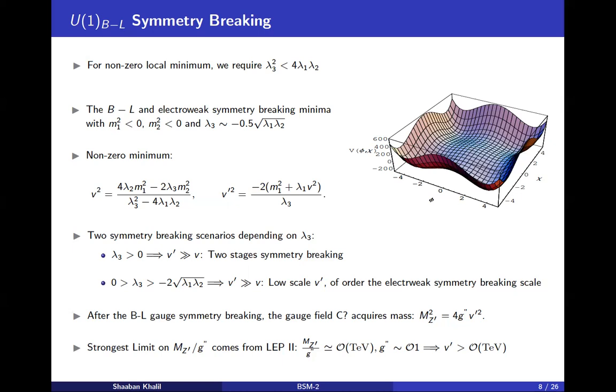So it is not necessary for MZ prime to be at the TeV scale. The constraints nowadays mainly assume that Z prime is quite heavy, of order TeV, but this relation always gives the ratio between the mass and the gauge coupling, and the mass over the gauge coupling should be of order TeV.